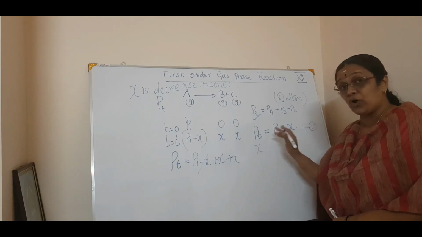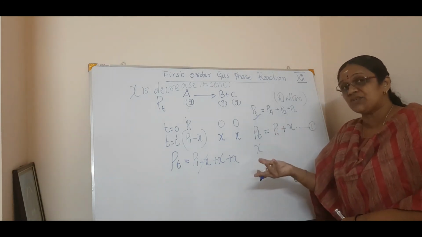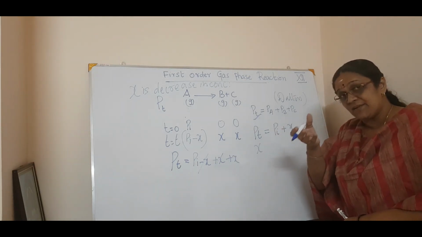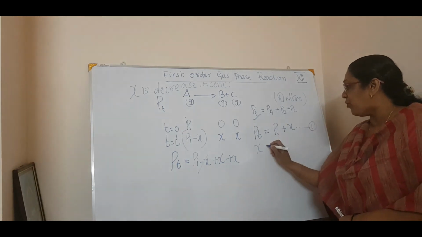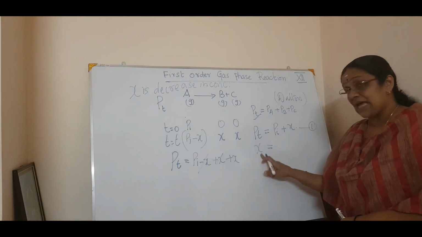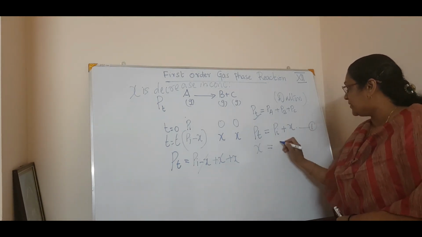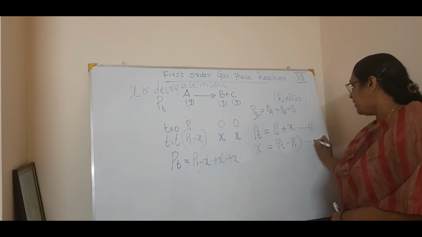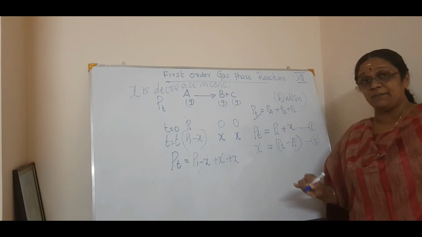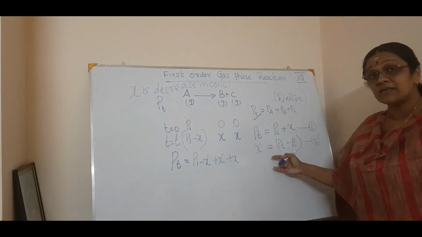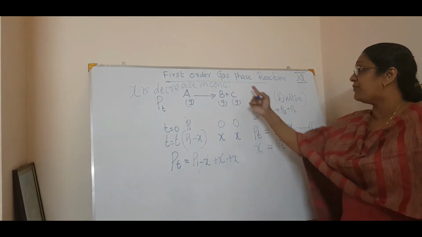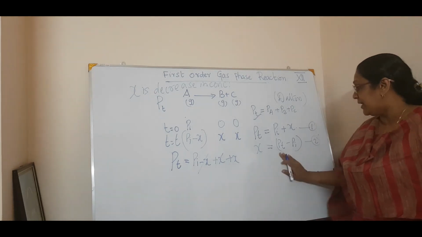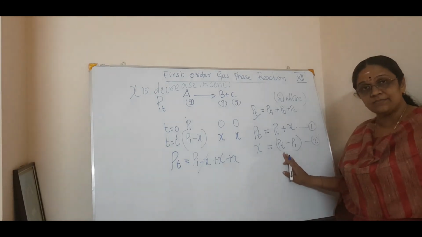Now if the numerical demands you to calculate the decrease in pressure, then this formula is also important and applicable, that is X is equal to PT minus PI. If the numerical asks you to find X for a first order gaseous phase reaction, then this can be applied.